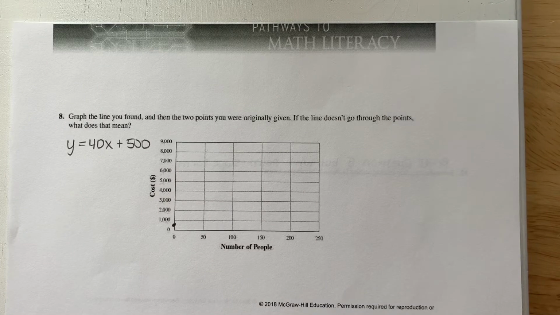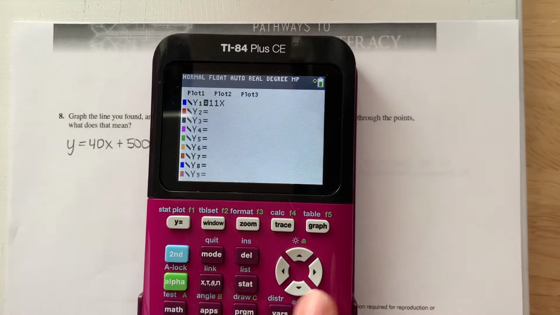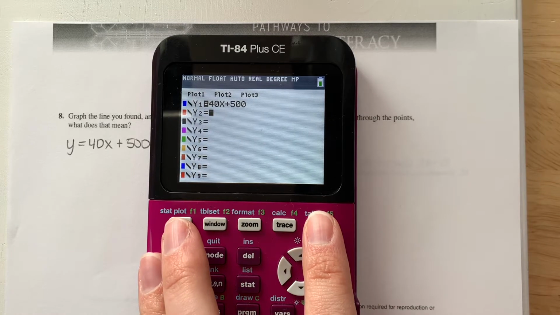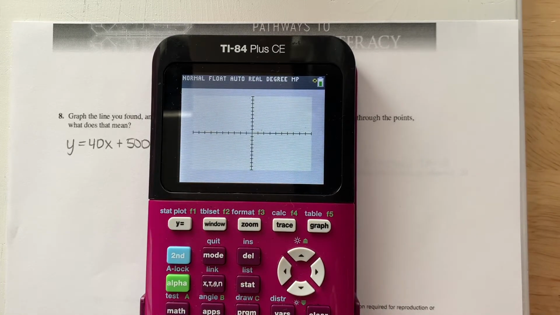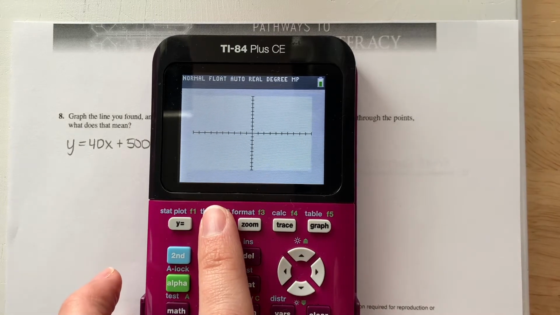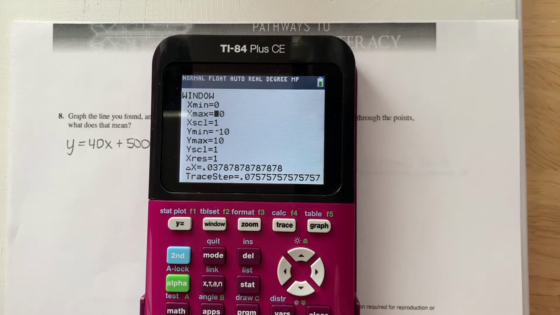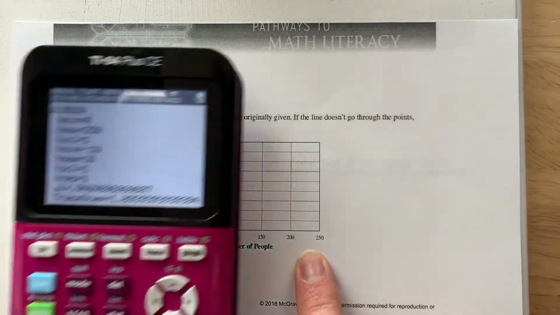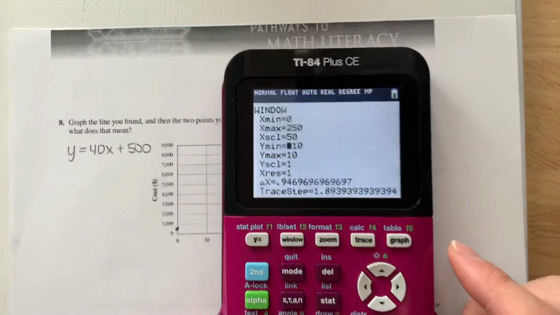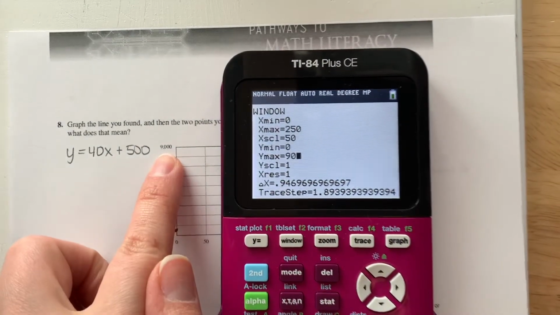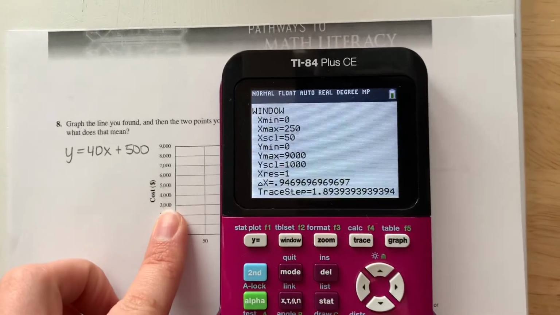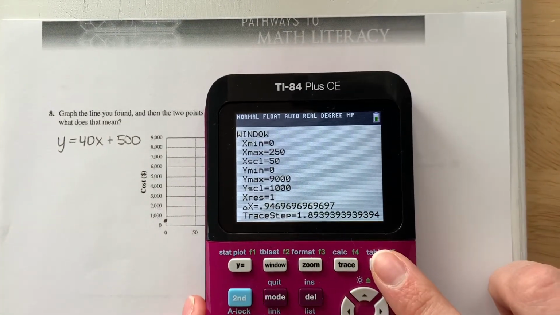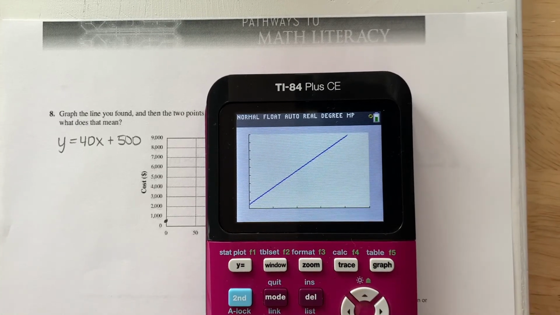What you can do is use your calculator and graph it, 40x plus 500. Now to be able to view it, we're gonna have to zoom way out, but as long as we see that it's a line, we should be fine. So I'm gonna change my window to 0 for my X-min, and we need to go up to 250 for the X-max. And they went by 50s, so let's go by 50s for the X scale as well. For the Y scale, we'll start at 0 and we want to go all the way up to 9,000, and they went by 1,000. So I'm basically changing my window to look like this graph here so that I don't have to do it by hand. And let's go ahead and press graph. And we can see that it is a straight line.